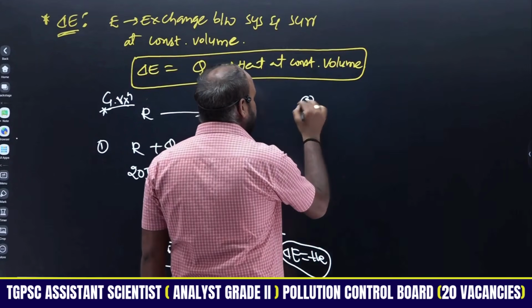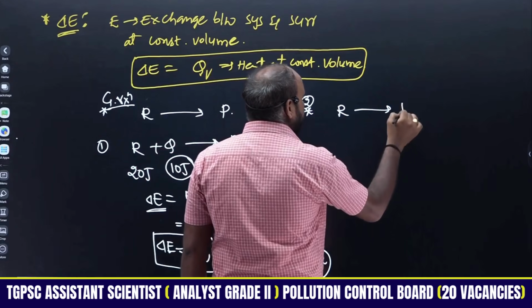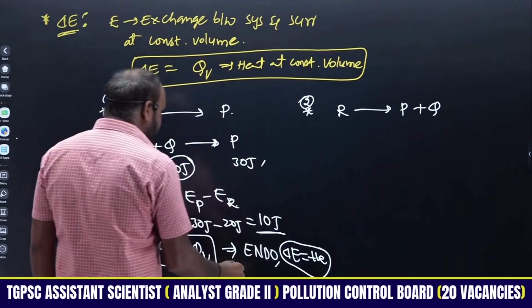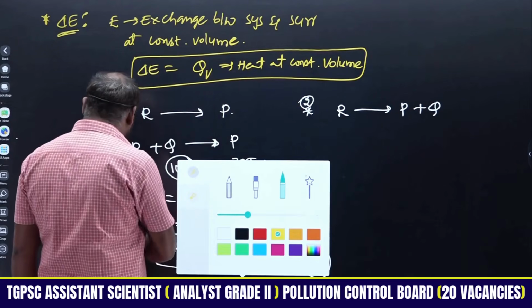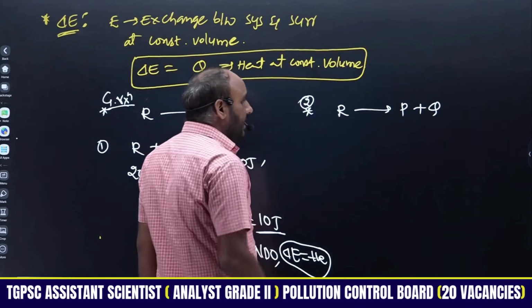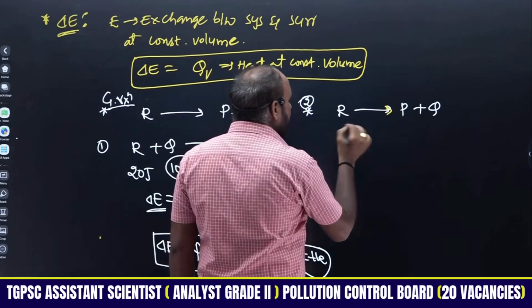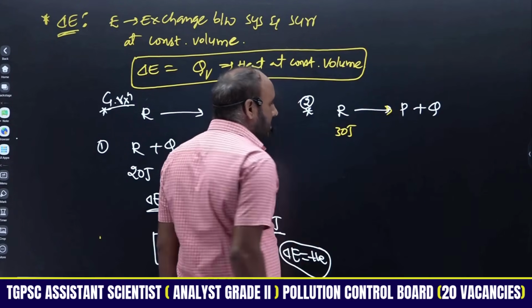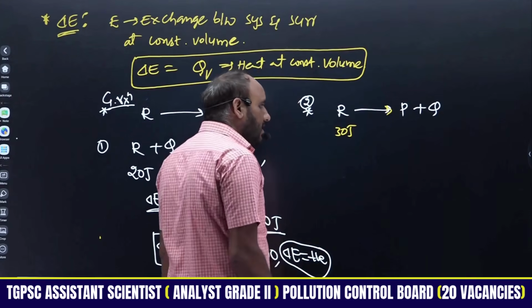Next, one more condition I am taking. That is the second condition. The reactants which are converted to products by releasing some amount of heat energy. That is the second condition, right? So therefore, here reactant energy will be 30 joules. How much reactant energy? 30 joules, right?